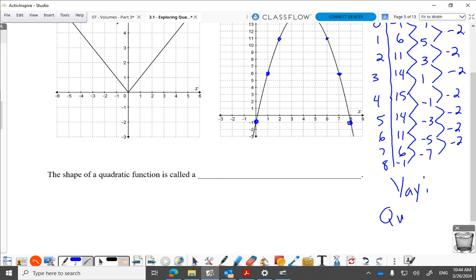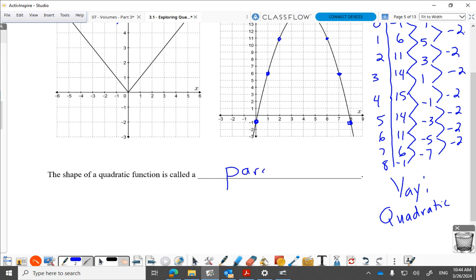Quadratic. Now, here's a word you might have actually heard before: the shape of this quadratic. All quadratics sort of look the same. They have this curving shape to them, and the shape is called, has anyone heard this name before? Do you know? It's a parabola.